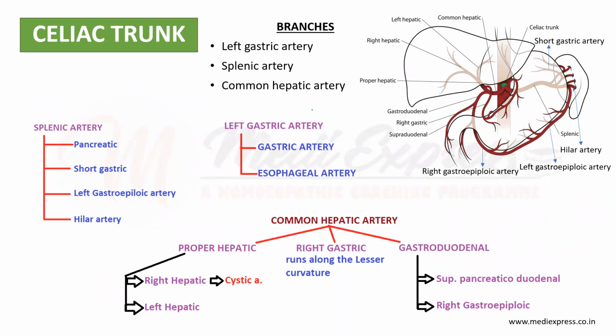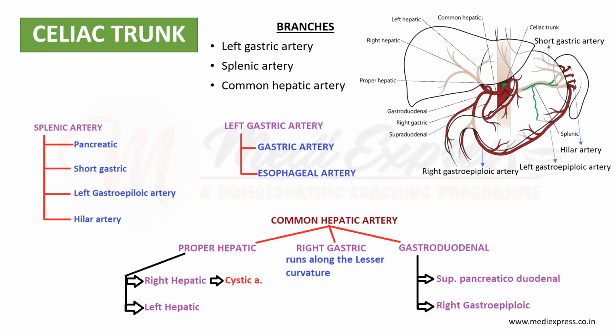Now, coming to the splenic artery, you can see the splenic artery over here. In the splenic artery, there is one branch which is not shown. One branch is coming over here, and that is the pancreatic artery. Okay, other branches are, see over here, the splenic artery comes and divides, right?